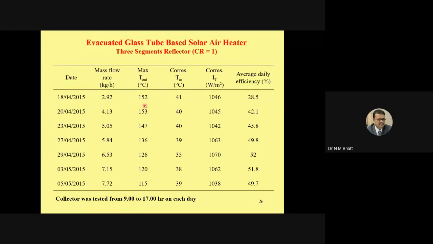Here you can observe that as the mass flow rate increases, the maximum temperature decreases and efficiency increases. For insolation, we picked values very close to 1000 watt per meter square. During each day, the collector was tested from 9 o'clock in the morning to 5 o'clock in the evening.